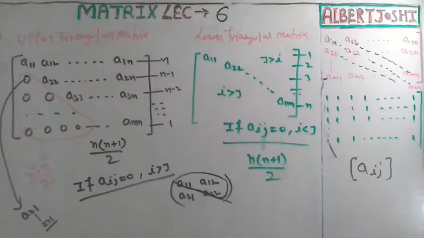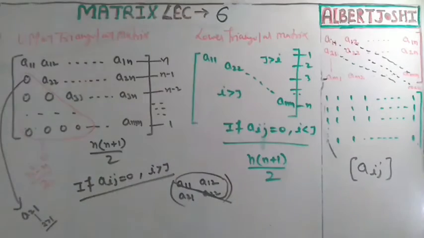If Aij is equal to 0 for i greater than j, and I am not writing i equal to j, it means that the diagonal will also be non-zero. Such a type of matrix is the upper triangular matrix.